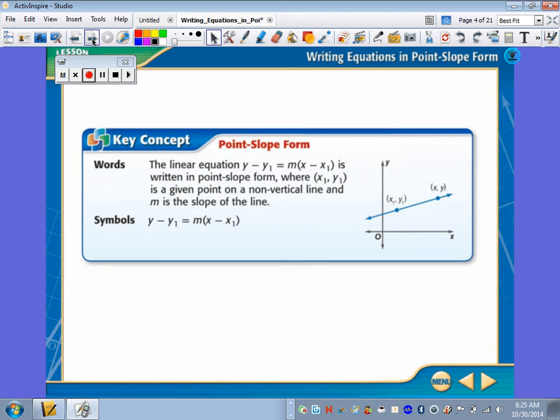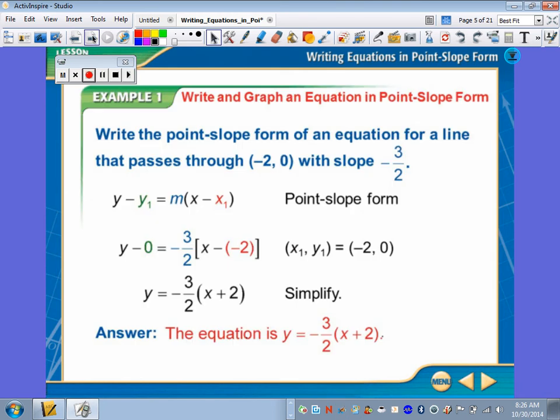Okay, so what I want you to see is the definition. The linear equation y minus y sub 1 equals m times the quantity x minus x sub 1 is written in point-slope form, where (x sub 1, y sub 1) is the ordered pair, a given point on a non-vertical line, and m is the slope of the line. Again, that says a whole lot. All you really need is the slope and a point, and I'm going to show you how easy this is. You guys are going to love this.